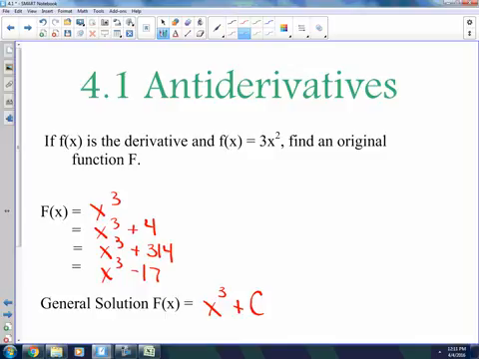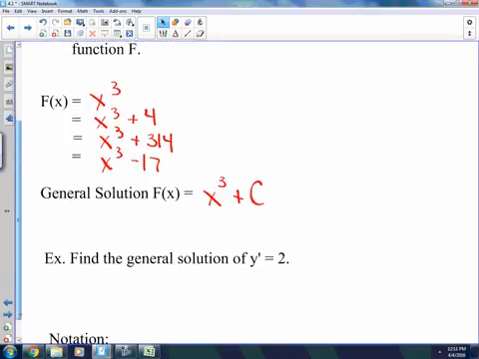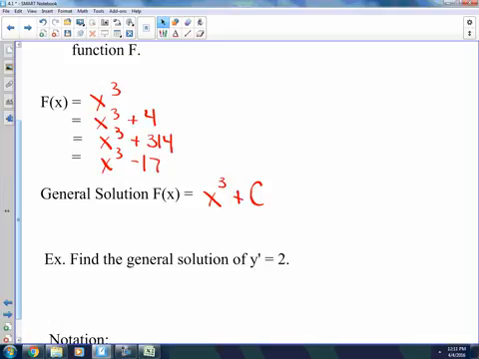And that's one of the major differences between derivatives and integrals and antiderivatives. When you have antiderivatives, they give you a whole family of answers. And so we're going to be working with that. Okay, next thing is we're going to look at this problem. We're going to try to solve another one. We're going to find the general solution of y prime equals 2.